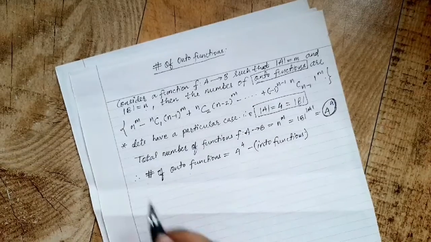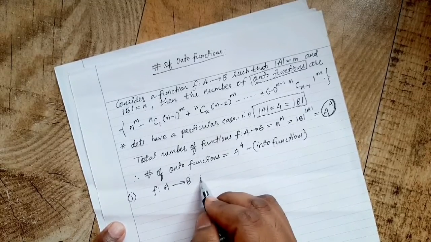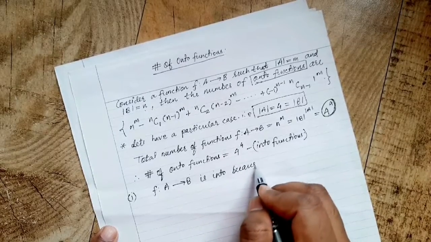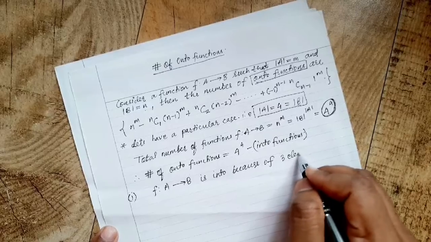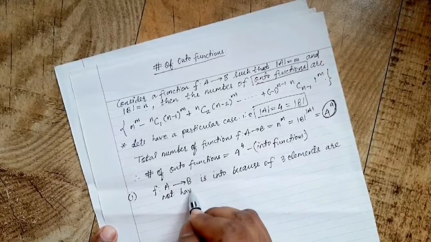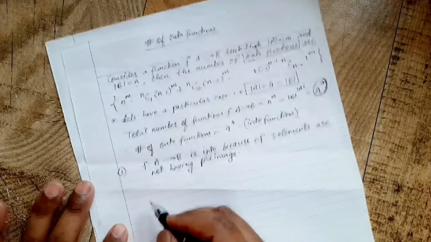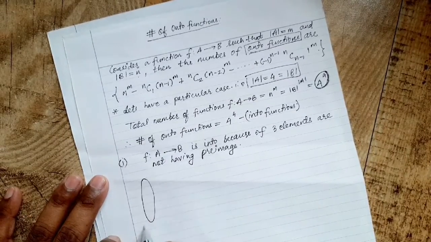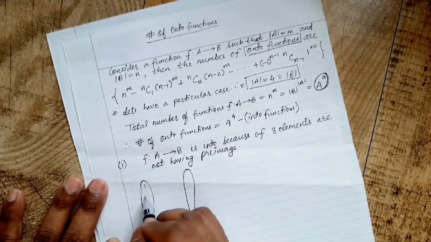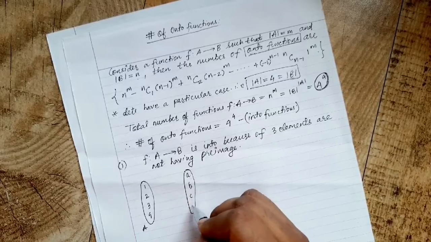So the first case will be the function f from A to B is into because three elements are not having pre-image. So the diagram is like this. This is my domain A, this is codomain B. Domain contains 4 elements, say 1, 2, 3 and 4. Codomain contains 4 elements, so A, B, C and D.